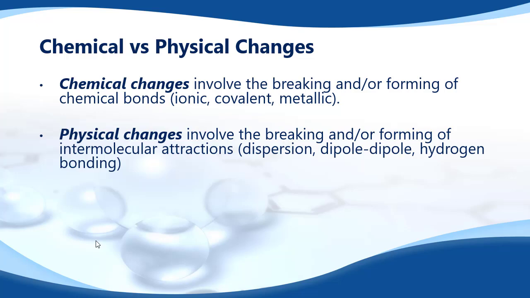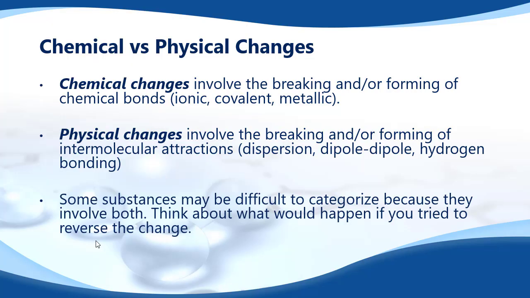Now, what do you do if you have something that doesn't neatly fit into this category? Right? So for example, let's say I wanted to dissolve sodium chloride in water. Well, dissolving sodium chloride in water involves both breaking and forming chemical bonds, right? You're breaking the ionic bond between sodium and chloride. But it also involves forming intermolecular forces. You're forming an ion dipole force between the sodium ion and water and another ion dipole force between the chloride ion and water. So which is it? Is it chemical? Is it physical? Is it both? It's not always that easy to tell.